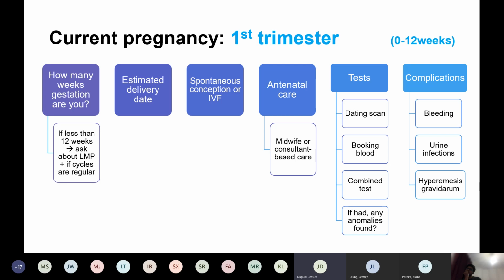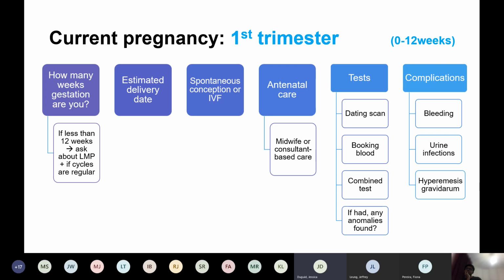Antenatal care. You want to know if they're consultant or midwife-led care. If they're under consultant care, it indicates that the woman is high risk for something. Most women are treated by midwives, but for example, if they're at risk of diabetes or hypertension, or if they've got twins, they might be treated by a consultant. If you ask about this, it gives you a good idea about how worried the obstetric team are about the woman. And then you want to ask about the tests they've had.